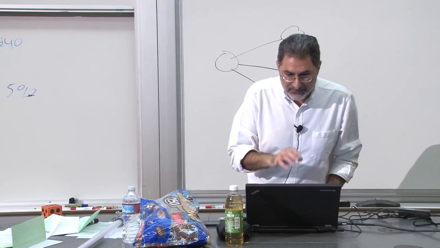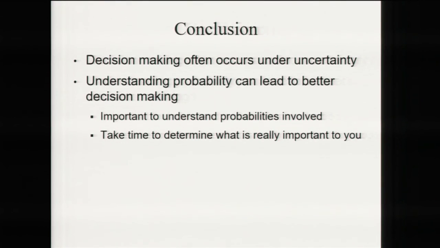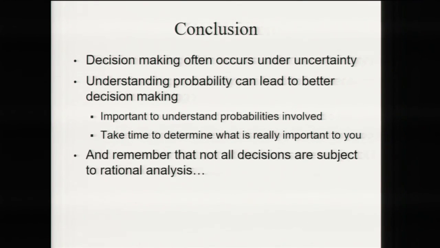So to wrap up, decision-making often occurs under uncertainty. There are these probabilities out there. But if we can somehow understand the decisions we're making from the standpoint of probability and the expected value we get, and the hidden assumptions we make, and what's really important to us at the end of the day, hopefully we can make better decisions. And remember, not all decisions are subject to decision analysis.